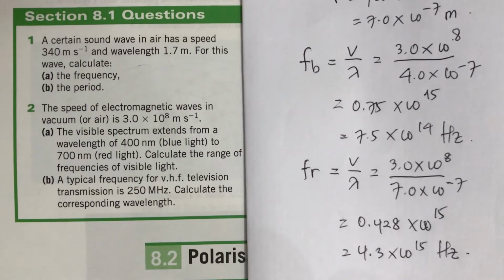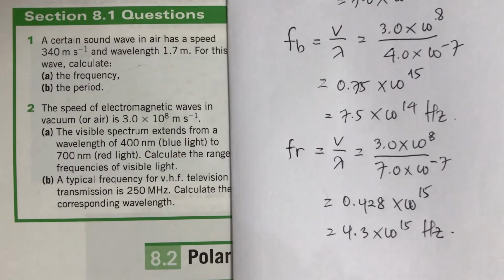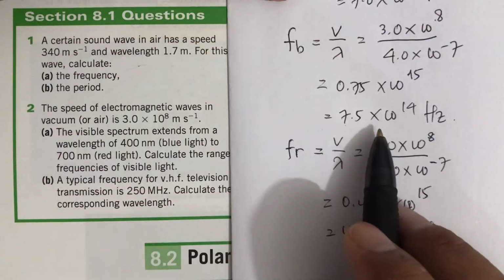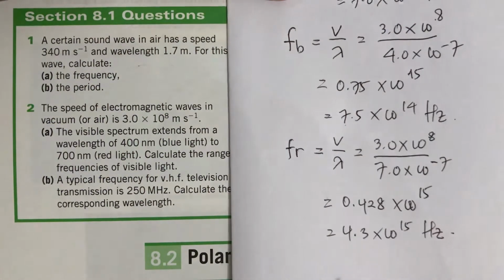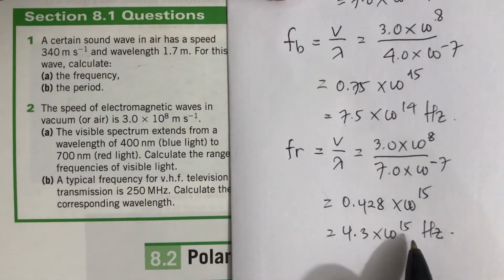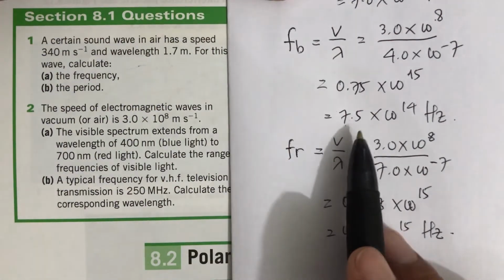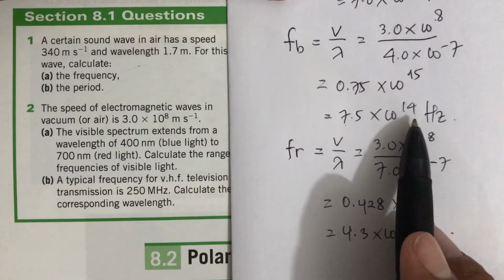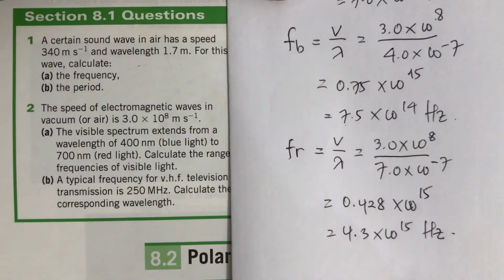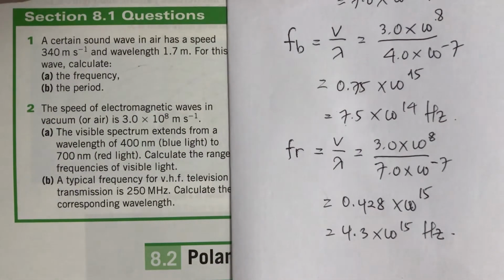So we have the range of frequency of the blue light and red light: from 4.3 times 10^14 hertz up to 7.5 times 10^14 hertz. Okay, get it? Okay, thank you.